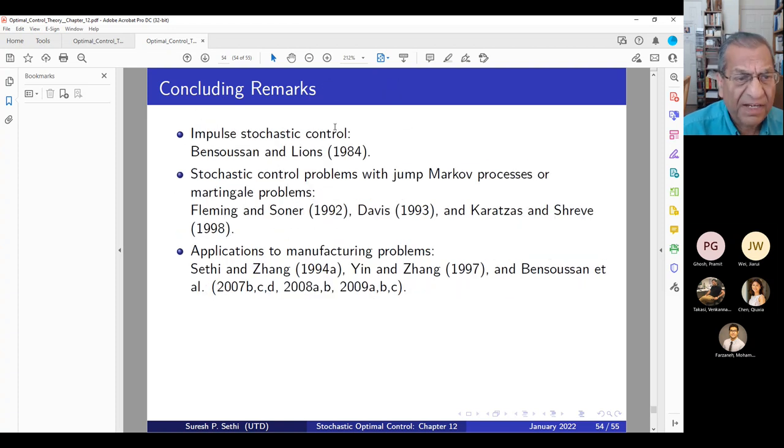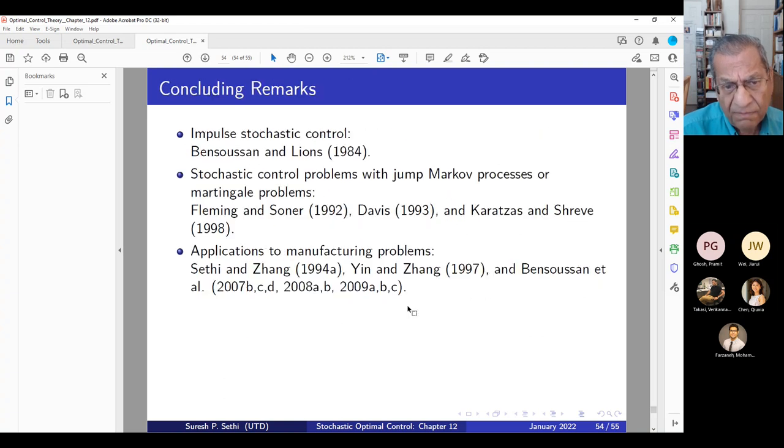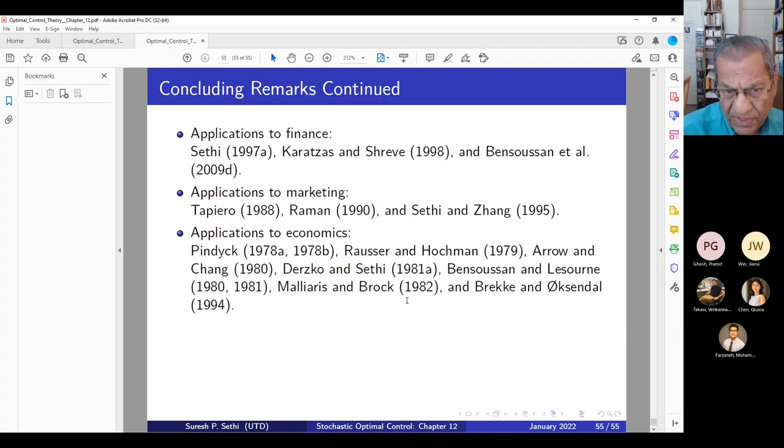So there are literature where if you have a fixed cost, you have to go to impulse stochastic control. If you have jumps, you get into martingale problems. There are manufacturing problems. There's a book by Sethi and Zhang that goes into manufacturing problems with these kind of processes. Application to finance, there's my book, and there's Karatzas and Shreve's book, and there's Bensoussan's book again. Application of marketing, there's some stuff in my book, and there's a book by Tapiero, in the application of economics. So there are a lot of applications of Brownian motion equation, Ito equation, which are listed here.